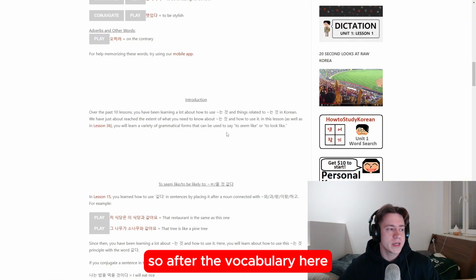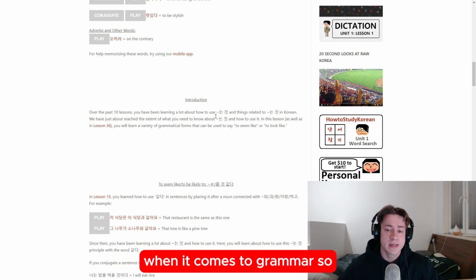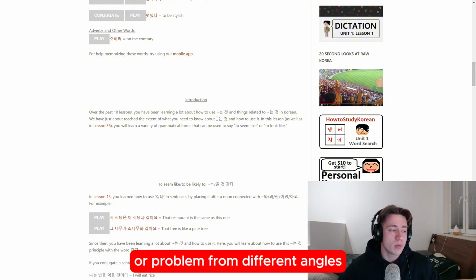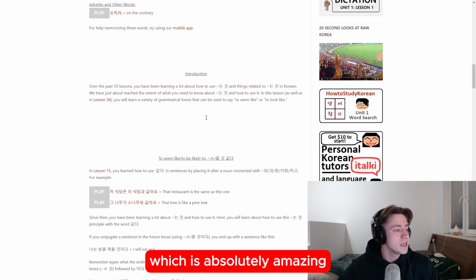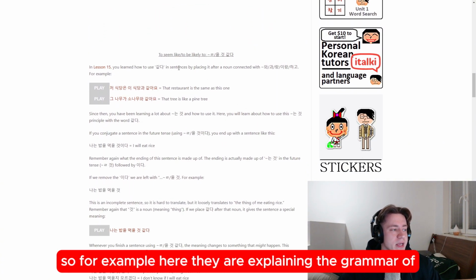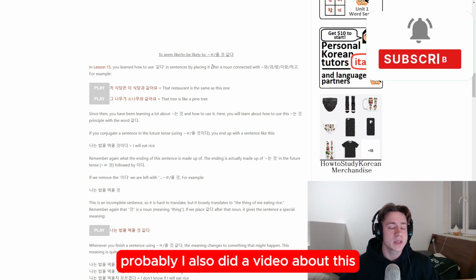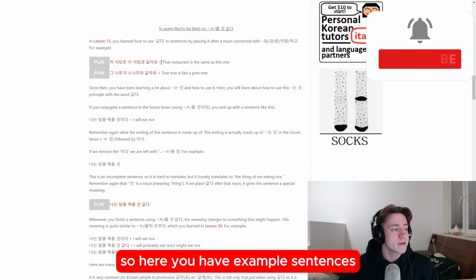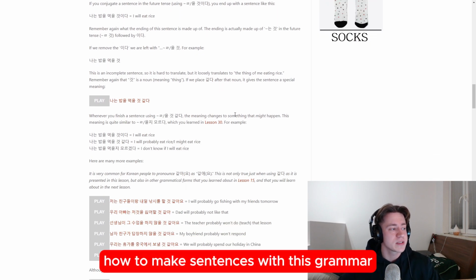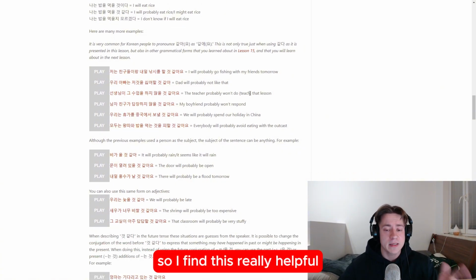After the vocabulary, here you have an introduction of what you will learn in this lesson when it comes to grammar. There are a lot of example sentences as well, and they also take a look at the given grammar or problem from different angles, which is absolutely amazing because they clear out any confusion, right? For example here, they are explaining the grammar of "to seem like," "to be likely to," right? Probably. I also did a video about this, you can find it on my channel. Here you have example sentences, a lot of explanation, how to make sentences with this grammar, and they always talk about different possibilities with the grammar. So I find this really helpful.